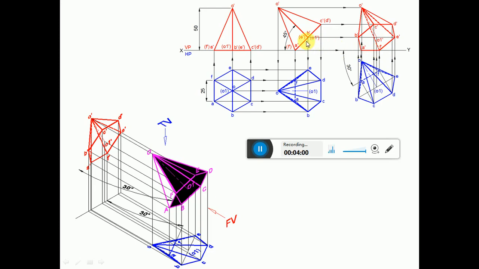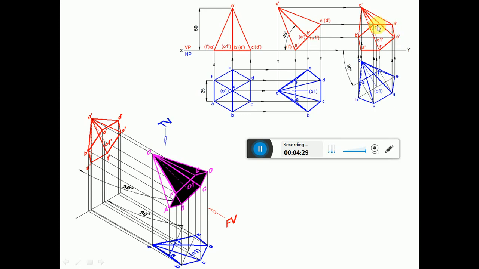Similarly, draw a horizontal projector from B dash, A dash and O1 dash, and draw a vertical projector from B to get this point B dash, and draw a vertical projector from O1 to get this point O1 dash. Similarly, draw a vertical projector from E to get this point E dash. Similarly, draw a horizontal projector from C dash, D dash, and draw a vertical projector from C to get this point C dash, and draw a vertical projector from D to get this point D dash.